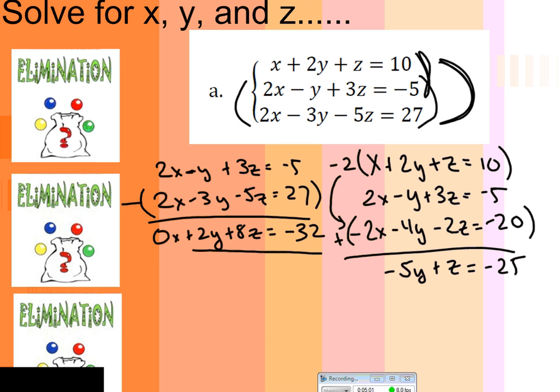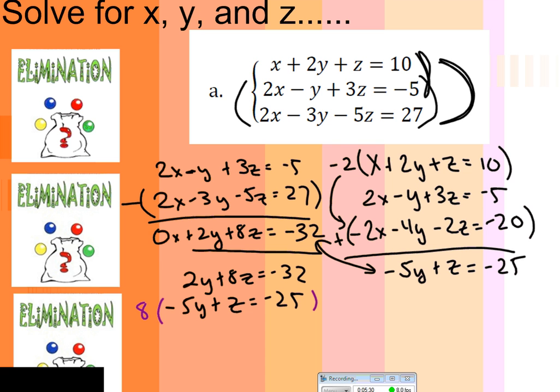Now look what I've got between my two equations, here and here. Now I've got 2y plus 8z equals negative 32. And I've also got negative 5y plus z equals negative 25. I can work with this, right? Two variable systems are easy. So now what I'm going to do is I'm going to eliminate z.